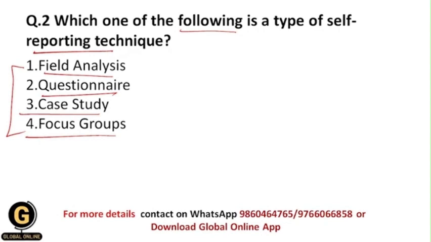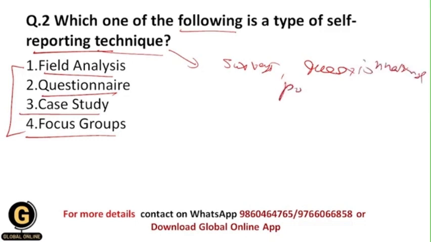So basically students, self-reporting techniques of data collection uses surveys, questionnaires or polls where respondents read questions and select a response by themselves without any interference from the investigator. So basically self-reporting technique of data collection uses surveys, questionnaires and polls as the method of data collection, and that's why your correct answer over here should be questionnaire, because questionnaire is a type of self-reporting technique.